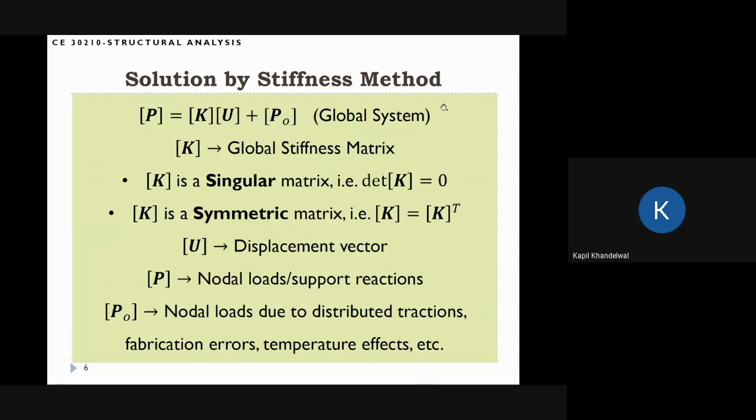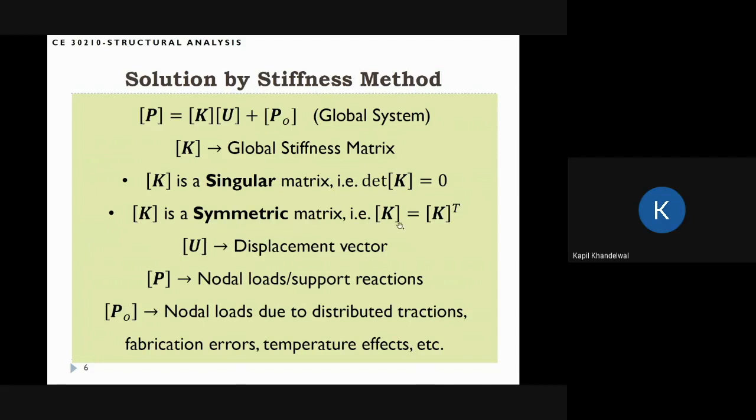We have to remember certain properties of the stiffness matrix. K is a singular matrix, as we have discussed earlier. It means that the determinant of K is 0, so we never take the inverse of the global stiffness matrix. Another important property is that the global stiffness matrix is a symmetric matrix. This means that K is equal to K transpose.